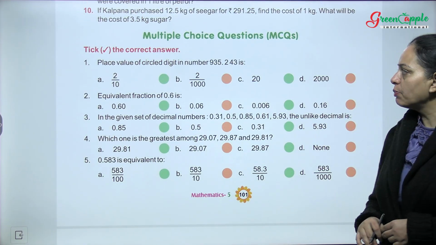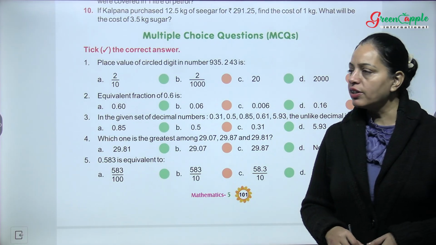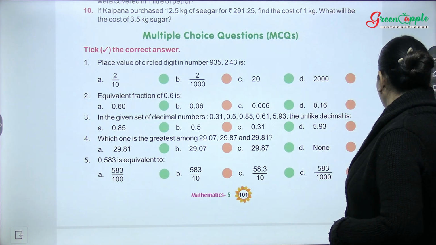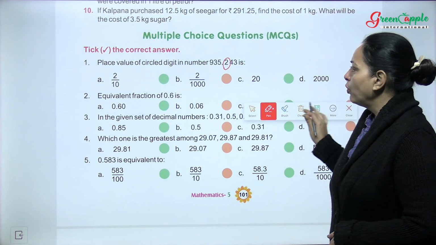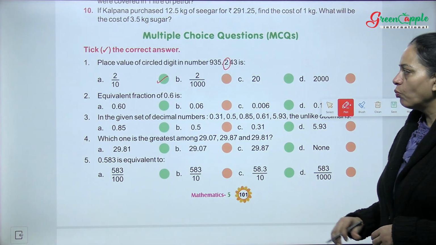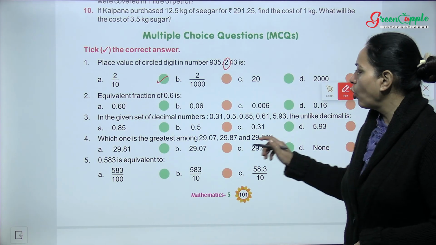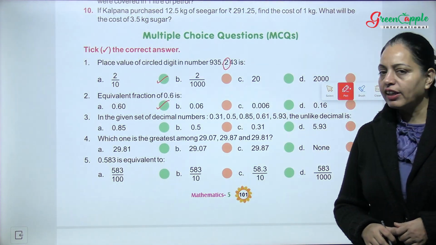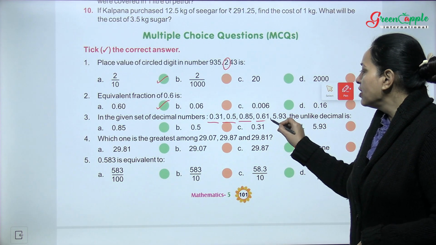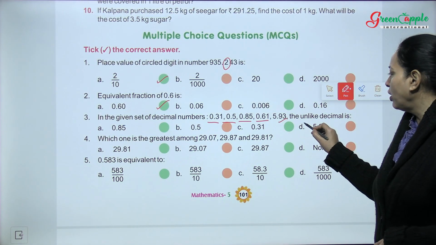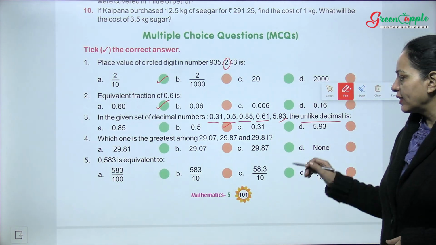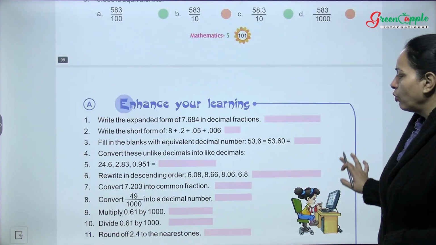Now come to MCQ, multiple choice questions. Take the correct answer. The first, place value of the circled digit in the number. So the circled digit is 2 here. So what is its place value? That is 2 upon 10. The second, equivalent fraction of 0.6 is 0.60. The third, in the given set of decimal numbers 0.31, 0.5, 0.85, 0.61, 5.93, which one is the unlike decimal? 0.5, one digit. Similarly, you can try these questions and enhance your learning.